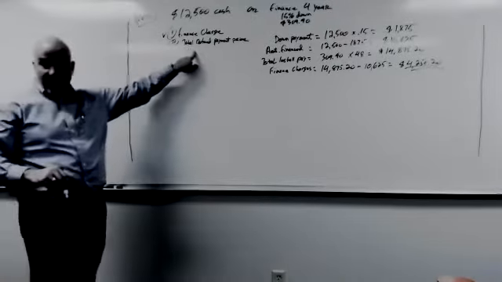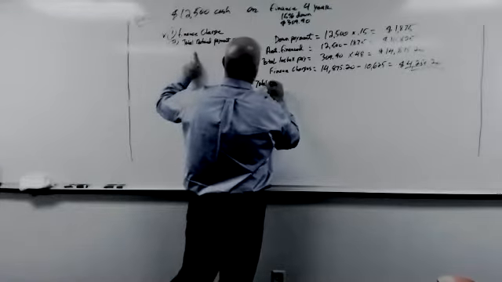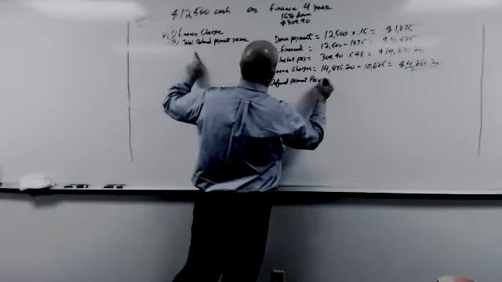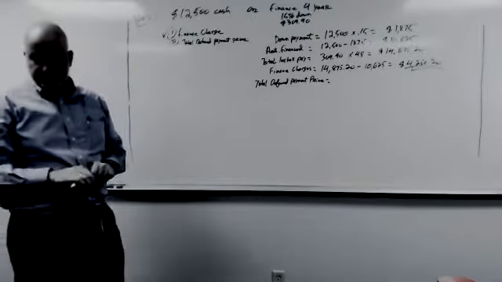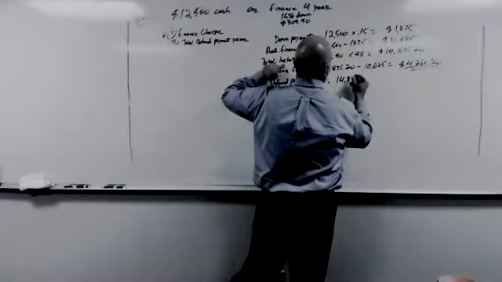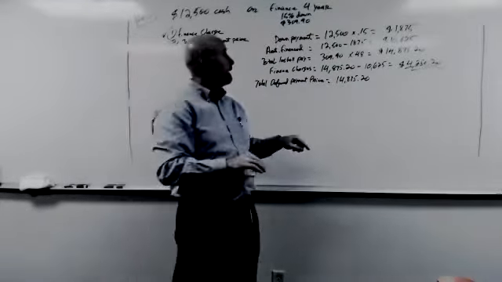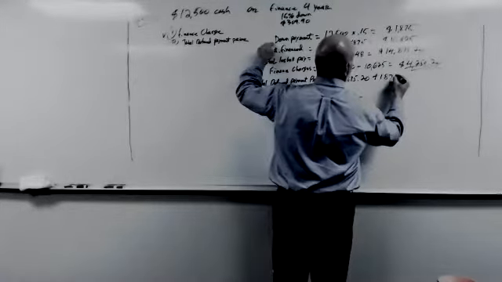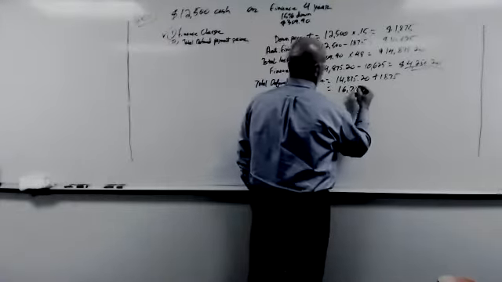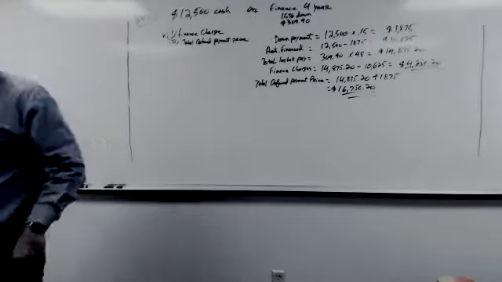And now the total deferred payment price is what? We're going to take the total installment payments. What are we going to do? Add back in our down payment. What do we get? $16,750.20.